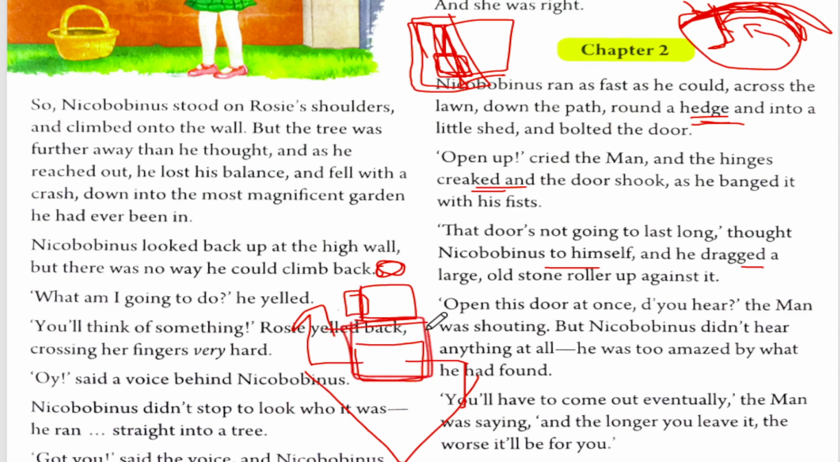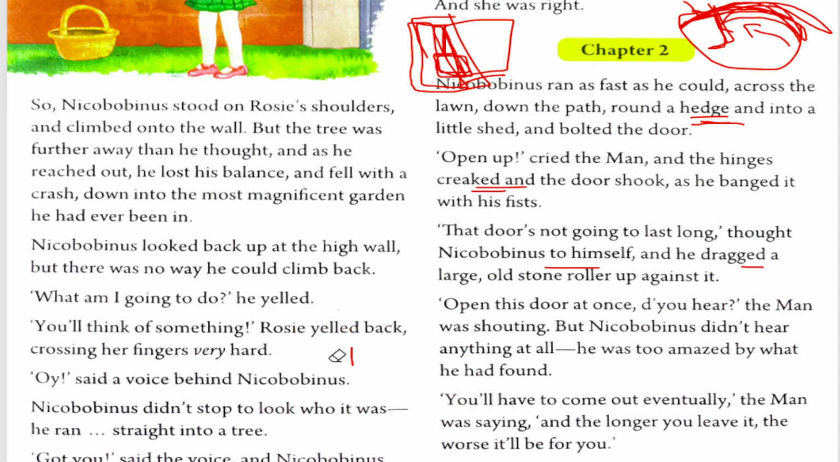So consequently, what will happen? The heavy load of this roller will not allow the door to move and the man will not be able to cross it anyway. Now, what's happening after that? After that, the man is becoming more angry and he is saying, "Open this door at once. Do you hear?" The man was shouting. The man was furious and consequently he was saying, "Open the door as fast as possible."